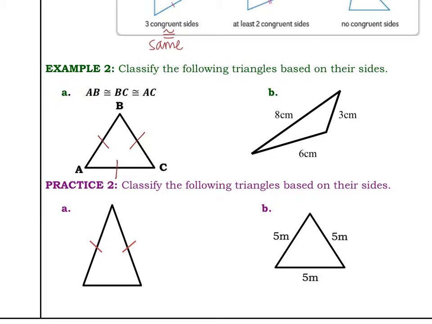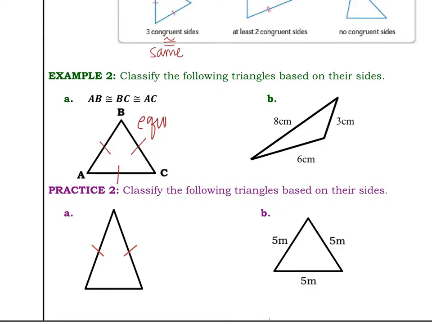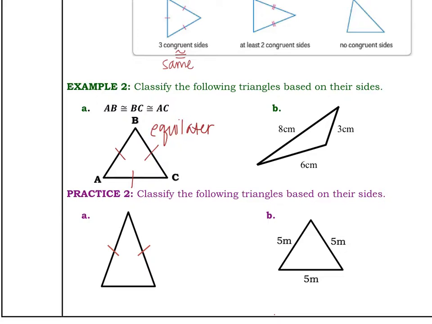Well, what's going on there? How many congruent sides do I have? 3. Yeah. So it is an equilateral. Okay, hopefully you guys can read my handwriting. I keep moving the page when I'm writing on it.